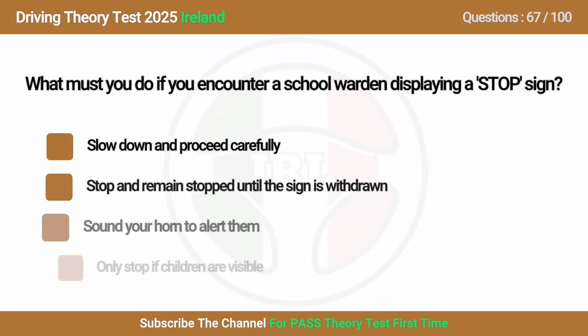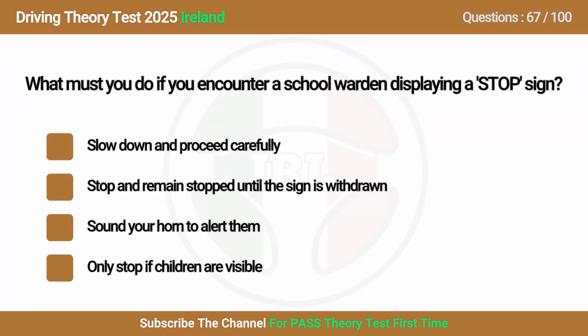Question 67. What must you do if you encounter a school warden displaying a stop sign? A. Slow down and proceed carefully. B. Stop and remain stopped until the sign is withdrawn. C. Sound your horn to alert them. D. Only stop if children are visible.